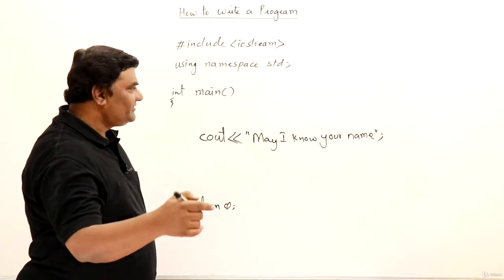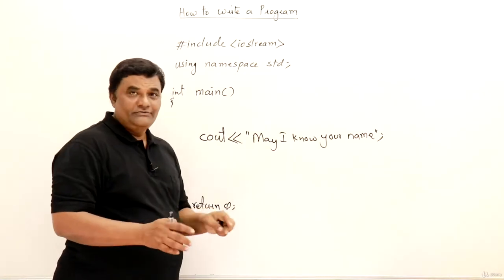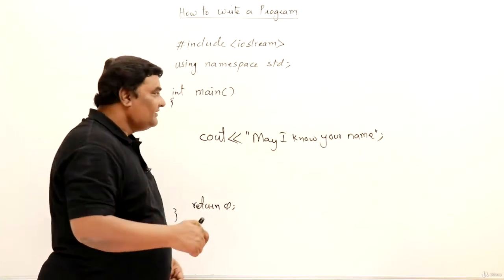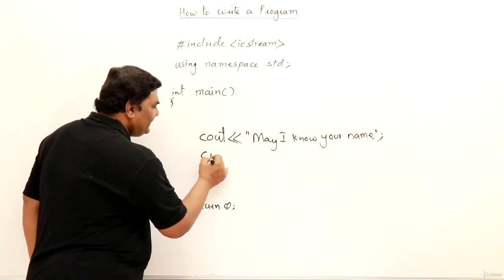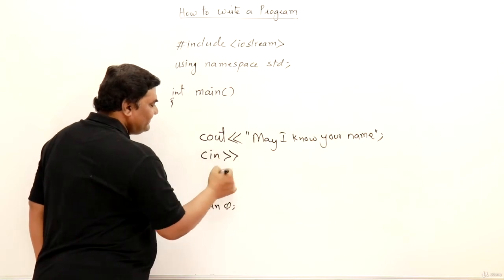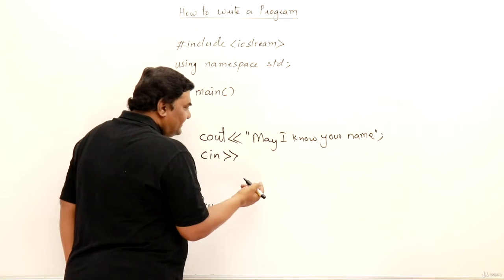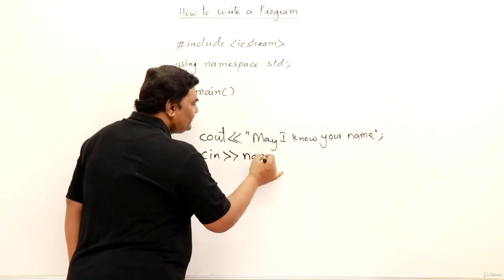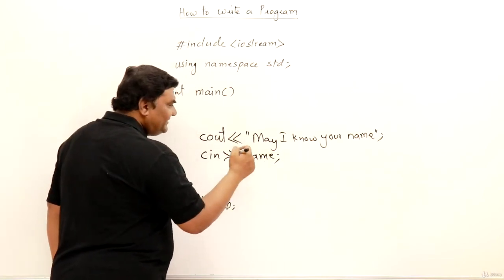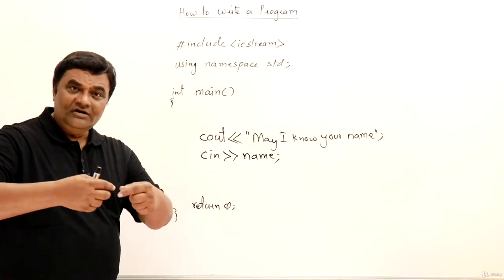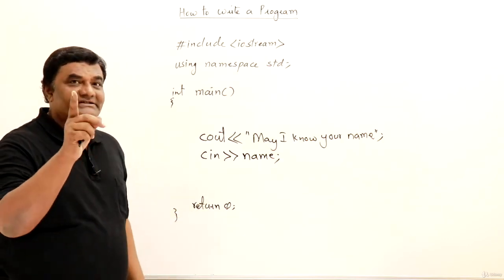Now you are the user, I am the program. When you see this, you will try to write your name from the keyboard, right? And you will hit enter. So that I should read. I should read it by using cin, right? This is the extraction operator. And here I should read your name. What is this? This is a variable. Name is a variable. Which type? It should read a word, that is name. So it should be string type.